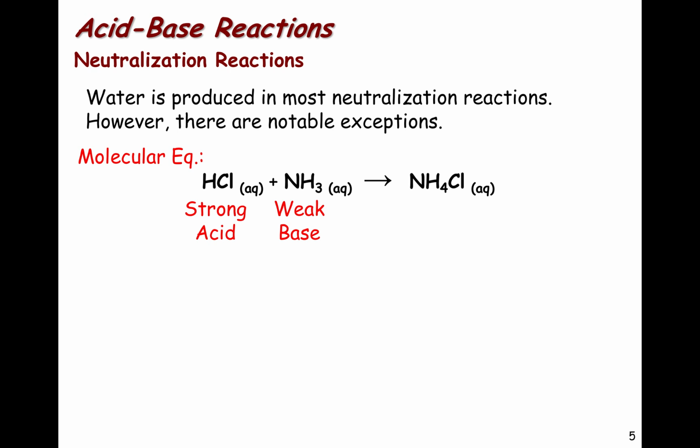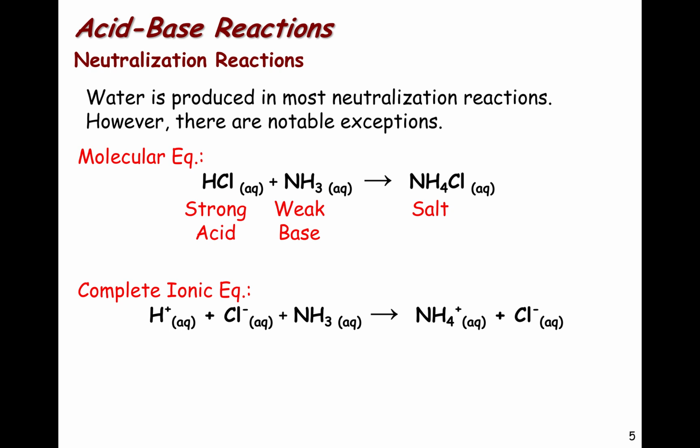So we have our strong acid, but the ammonia is a weak base, and the product, of course, is a salt in this case. If we write the complete ionic reaction by dissociating the strong acid and the salt, we then can notice that we have a spectator ion, the chloride ion, so we can cancel that out of the reaction to then end up with our net ionic reaction, which involves a proton reacting with ammonia to form the ammonium ion.